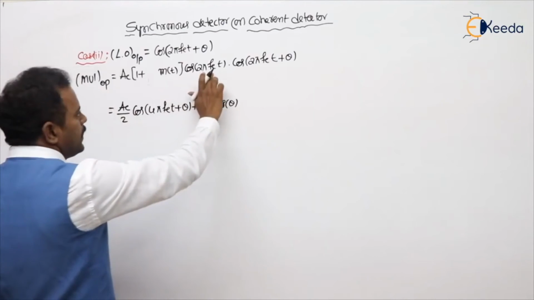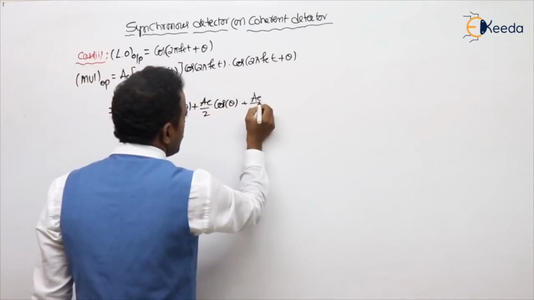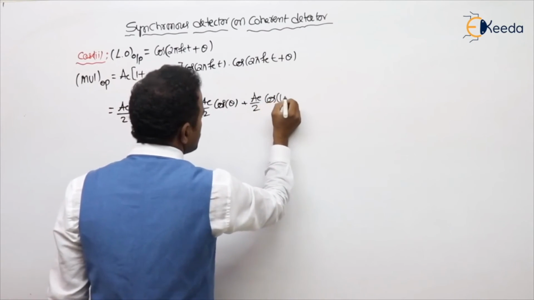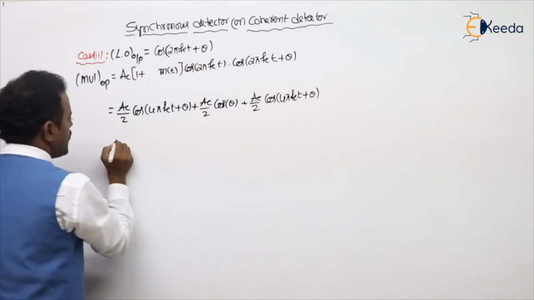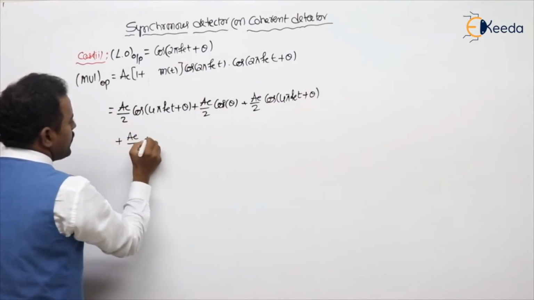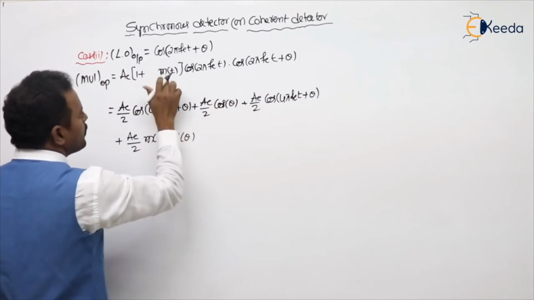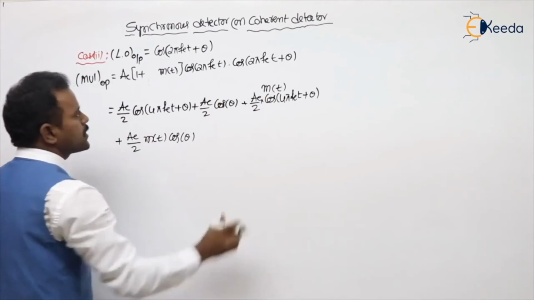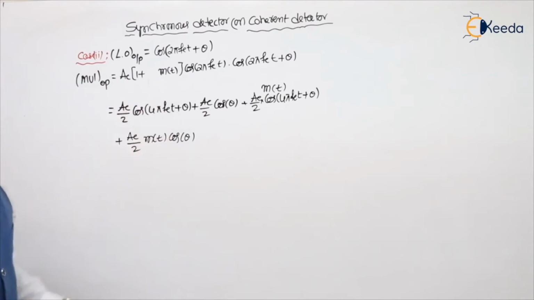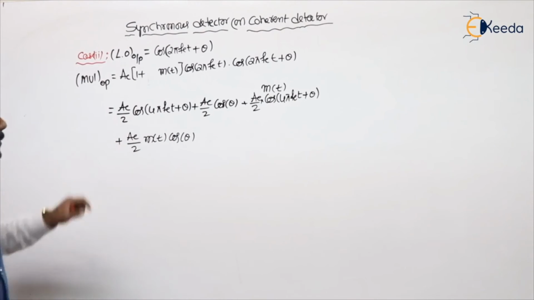Next, multiplying with these terms. That is Ac by 2 into cos(A+B), cos(4πfct + θ). Last term: Ac by 2 into m(t) into cos(A−B). Multiplying with m(t) also. Here in cos A cos B, 2 terms will come. Cos A cos B means cos(A+B) plus cos(A−B). Where 2 is not there, multiply and divide by 2.